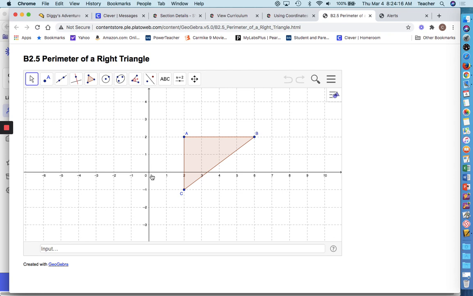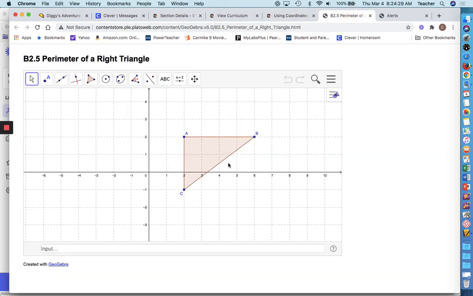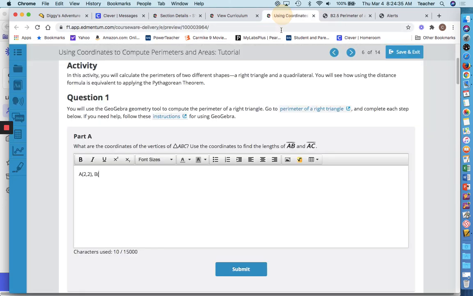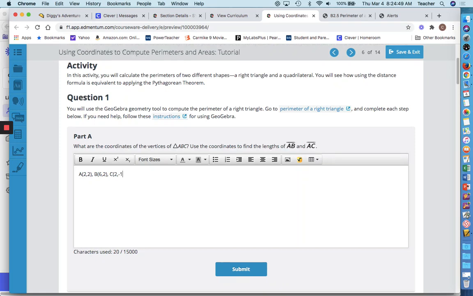All right, so A, starting at the origin, is right 2, up 2. A is going to be 2, 2. I'm just going to put a comma here to save my space. B, well over here, so I'm going to start and go right 6, up 2. B is going to be 6, 2. C, there's C, so I'm going to go right 2, down 1. That means C is going to be 2, negative 1. They're asking me to find the length of AB, and the length of AC.